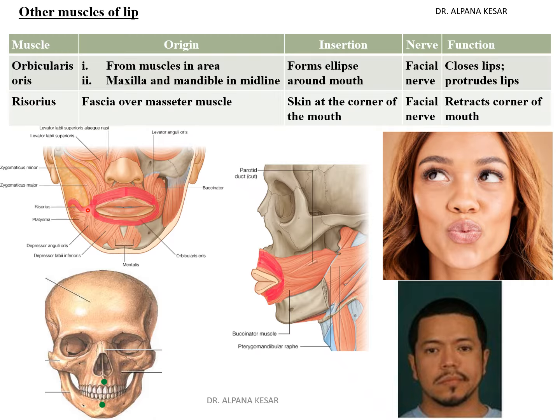Risorius muscle takes origin from the fascia over the masseter muscle. The fibers get inserted in the skin at the corner of the mouth. The action of risorius is to retract the corners of the mouth, as in grinning. Both the muscles, just like other muscles of the face, are supplied by branches of the facial nerve.